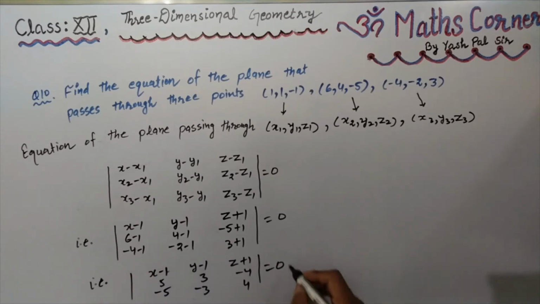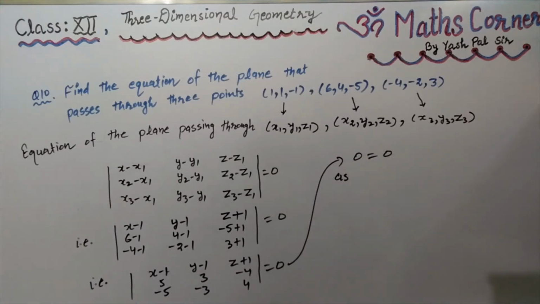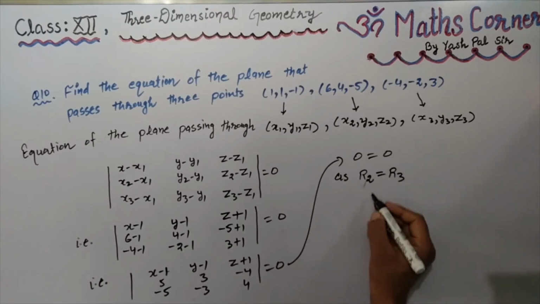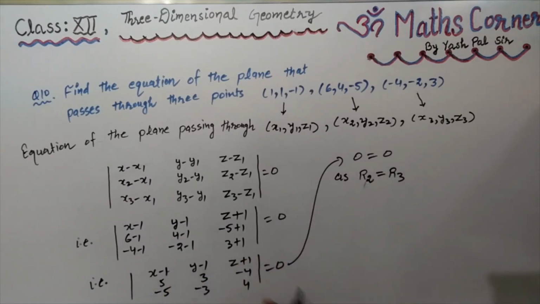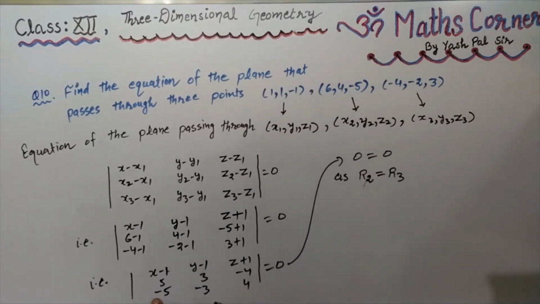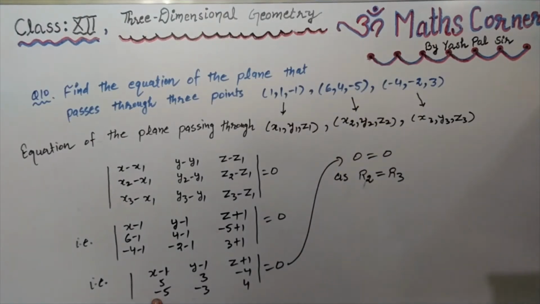Now the rule of determinants: we know that if two rows are identical, the value of the determinant is 0. So what we can say here is 0 is equal to 0, as row 2 is equal to row 3. If two rows or two columns are identical or proportional, the value of the determinant is 0. This is the property of the determinant. So what is the conclusion here?